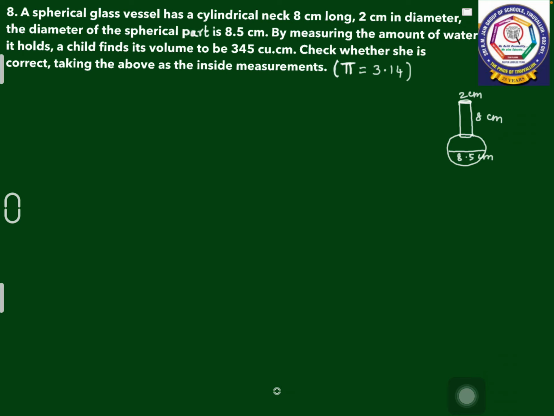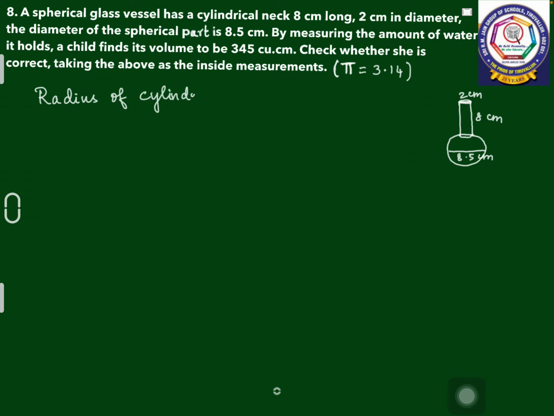By measuring the amount of water it holds, what is the amount of water it holds? Nothing but the volume of that spherical glass vessel. A child finds its volume to be 345 cubic centimeter. Check whether she is correct, taking the above as the inside measurements, and they have given the pi value as 3.14.